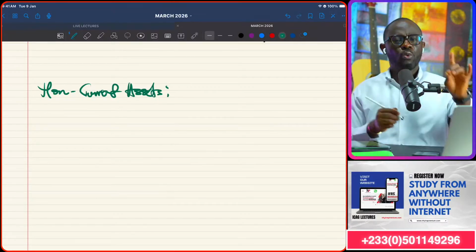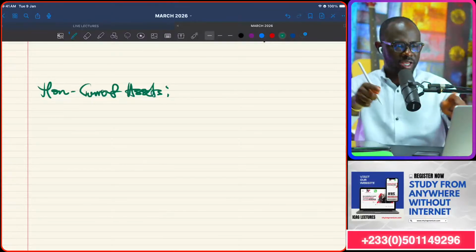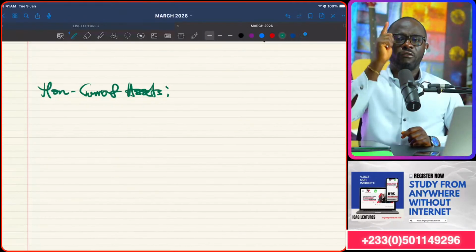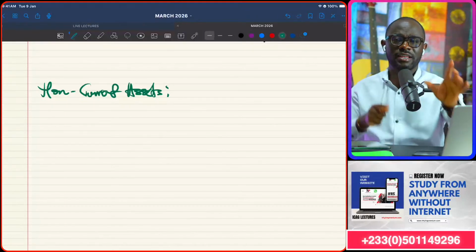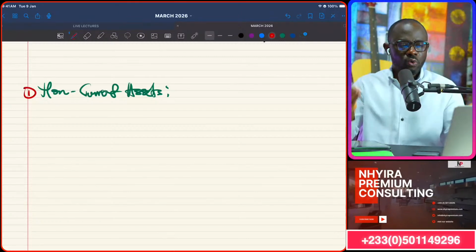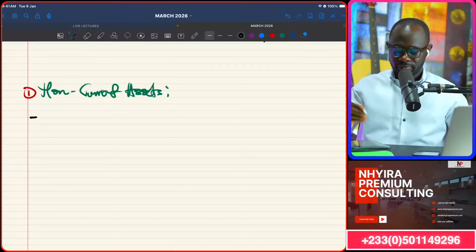Whether you like it or not, in the financial reporting examination, you will be referring to 2 or 3 or 4 of the non-current asset accounting standards. That's the first categorization. So what are these standards? These standards include the following.